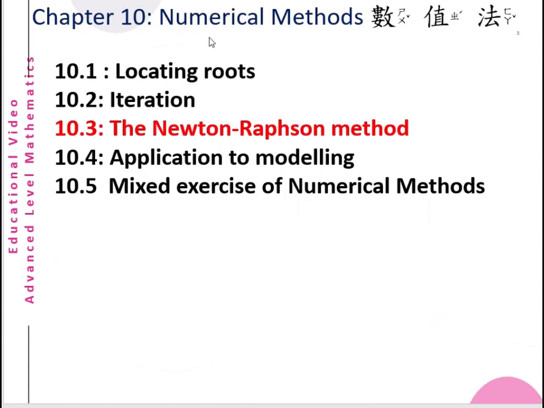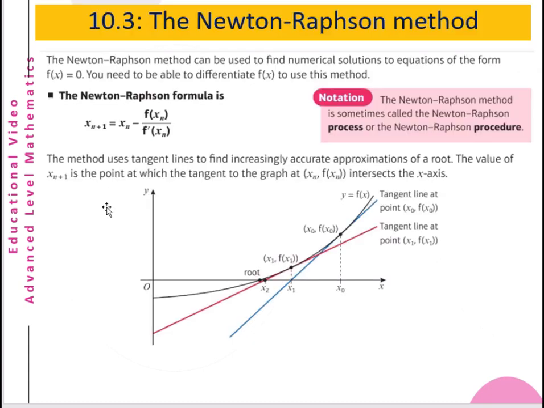We continue Chapter 10, Numerical Method. 10.3, the Newton-Raphson method. So we look at the definitions of the Newton-Raphson method. The Newton-Raphson method can be used to find the numerical solution to the equation of the form f(x) equal to 0. But in here, you need to be able to differentiate the function f(x) to use this method. This is the Newton-Raphson formula: x_(n+1) equals x_n minus f(x_n) over the first differentiation f'(x_n).